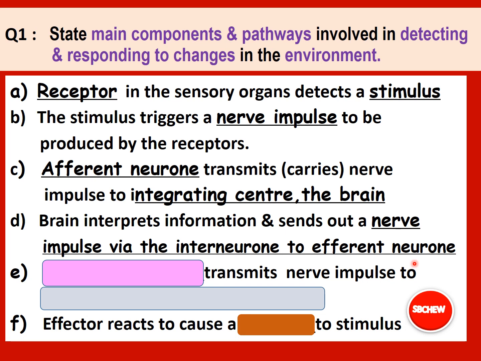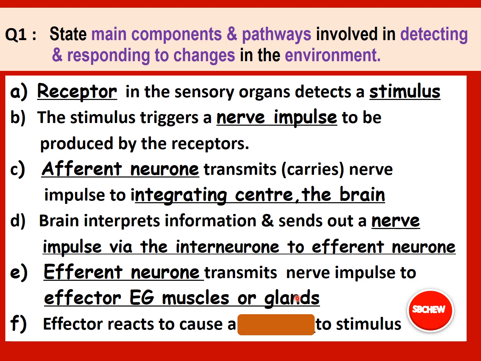Now, what will transmit the nerve impulse? So it's actually the efferent neuron that will continue to transmit the nerve impulse to the next stop. What is the next stop? It's the effector, such as the muscles or glands. So the effector reacts to cause a what to the stimulus? Yes, a response. Okay.